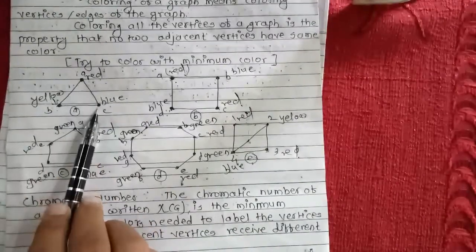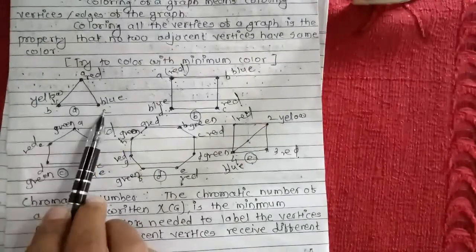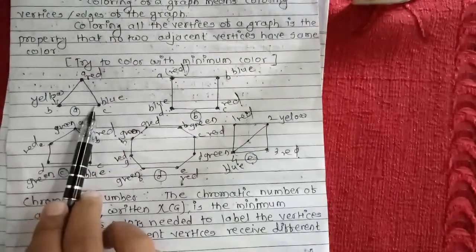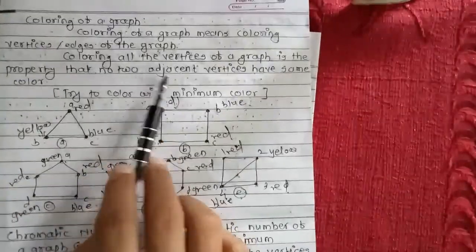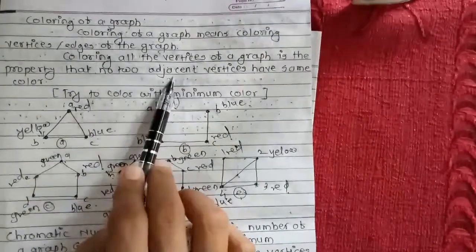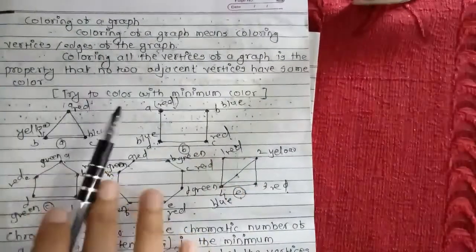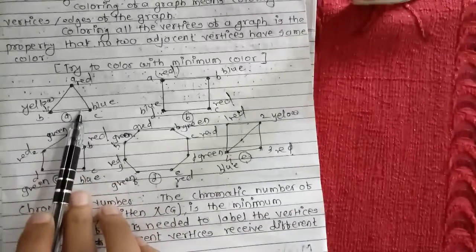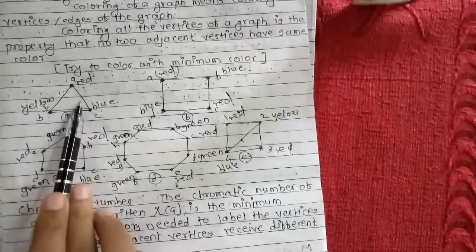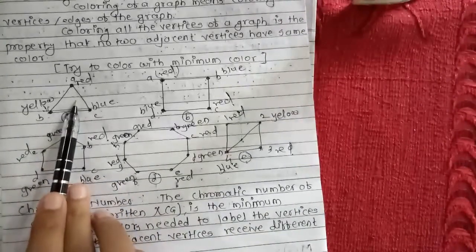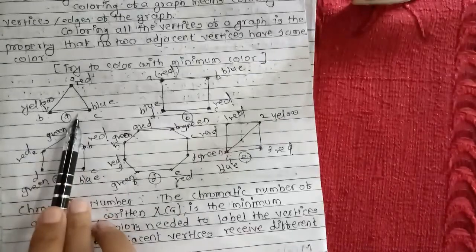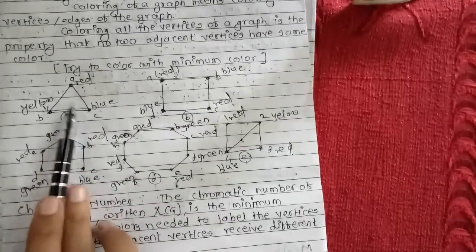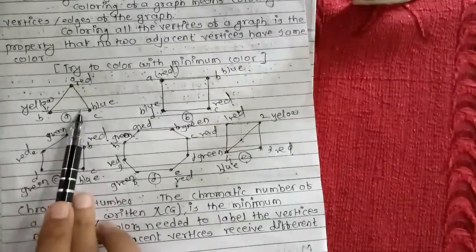That means A is adjacent to C, A is adjacent to B, B is adjacent to C. Therefore we require 3 different colors, because we have the condition that no two adjacent vertices have the same color. Therefore the chromatic number of this graph is 3. That means we require 3 minimum colors to label the vertices, right? Therefore the chromatic number of graph A is 3.